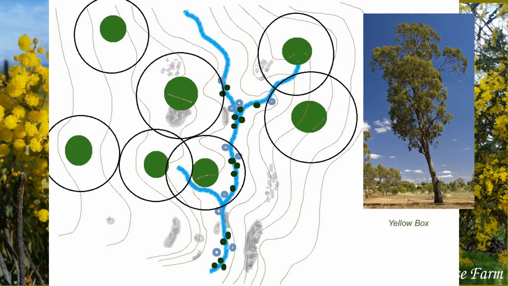It also provides a really good roost for the birds of prey. Birds of prey like to be up high so they can see what feed there is. And so as the yellow box grows, it really produces that.